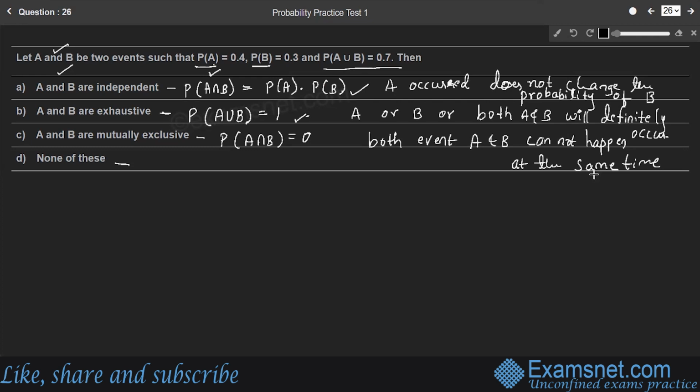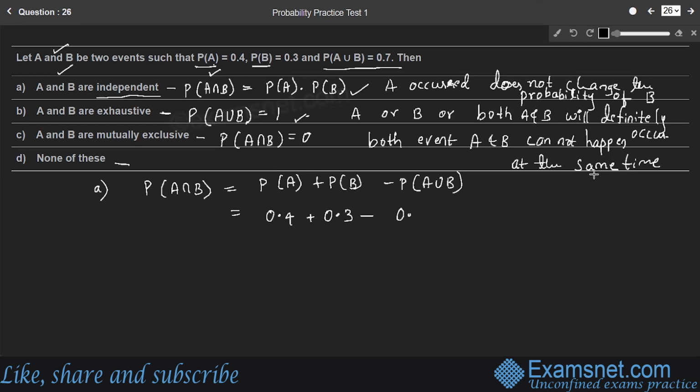Here we'll check whether the events are independent or not. For that, we consider the probability of A intersection B. The formula says it is P(A) plus P(B) minus P(A union B). P(A) is given as 0.4, P(B) is 0.3, minus P(A union B) which is 0.7. So 0.4 plus 0.3 is 0.7, minus 0.7 is equal to 0. Here the probability of A intersection B is equal to 0.